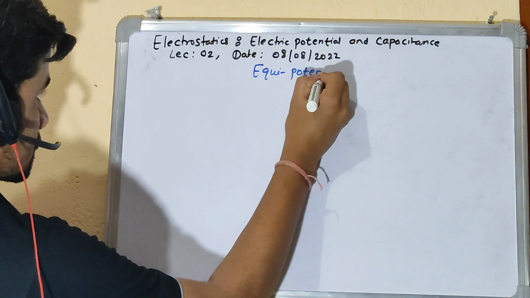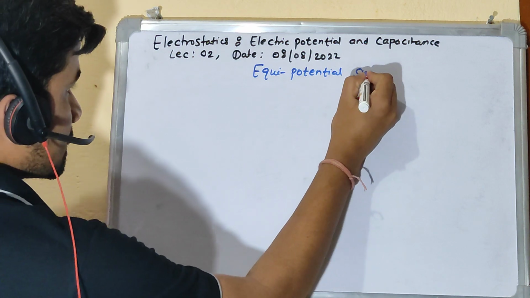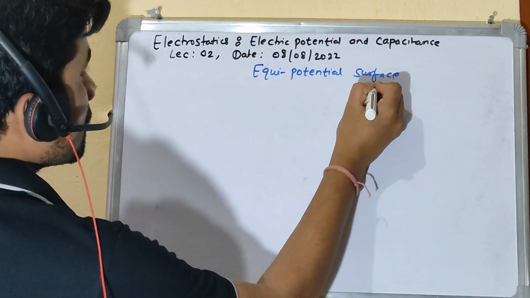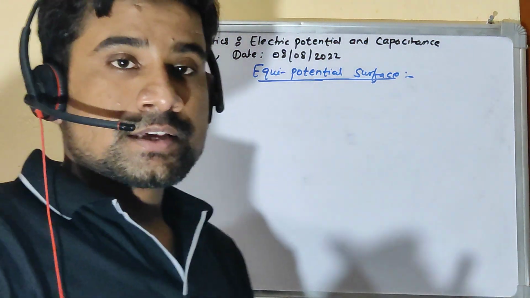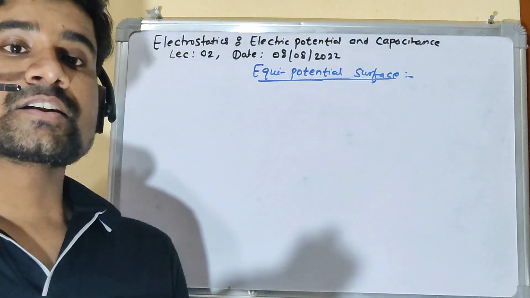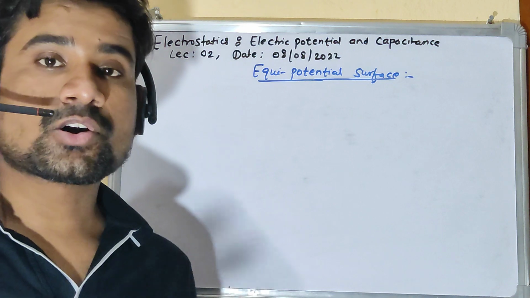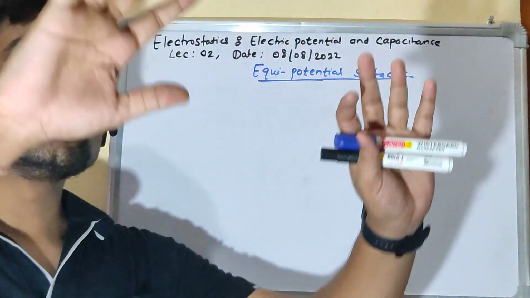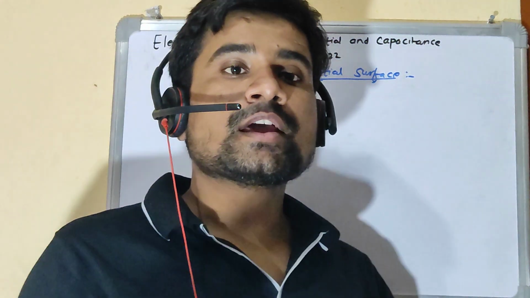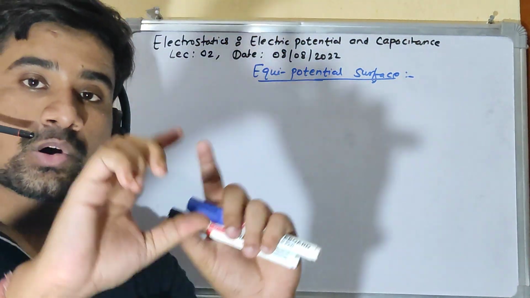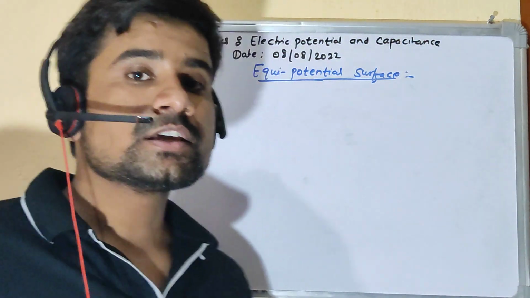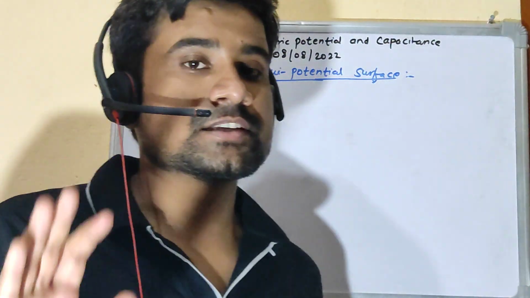Equipotential surface. As the name suggests, equipotential surfaces are surfaces of equal or constant potential. So around a system of charge, if we have any surrounding where we have equal potential all around, the locus of that surrounding is nothing but an equipotential surface, right? Let me give an example.